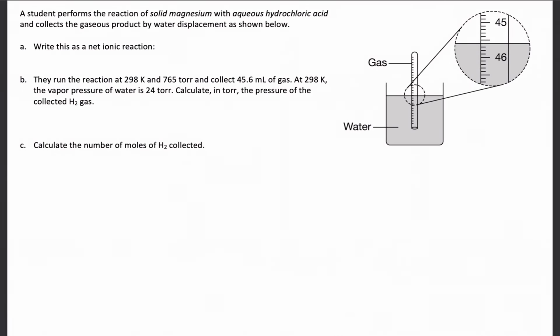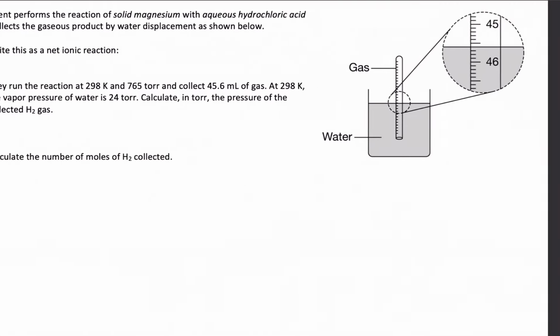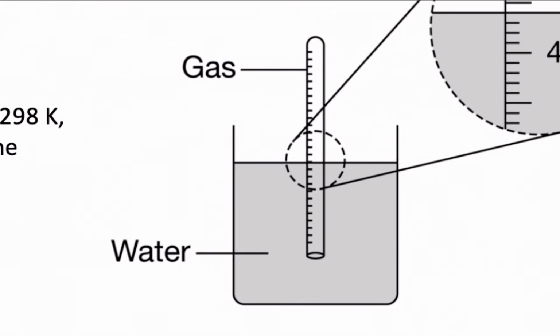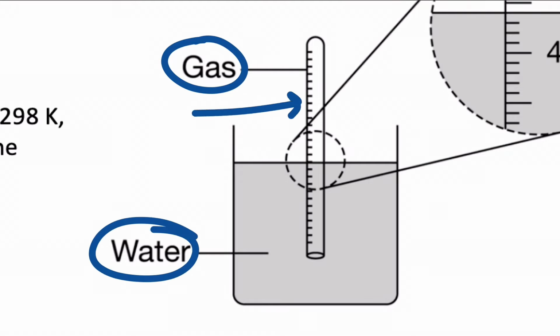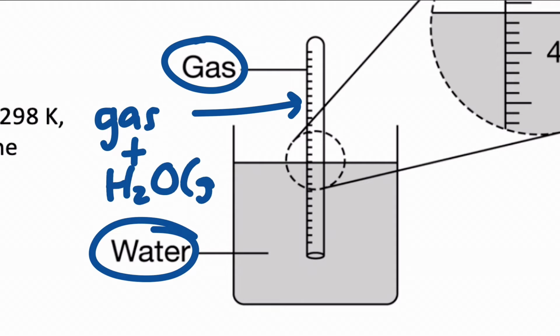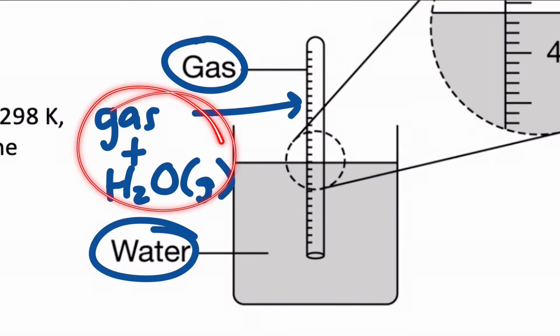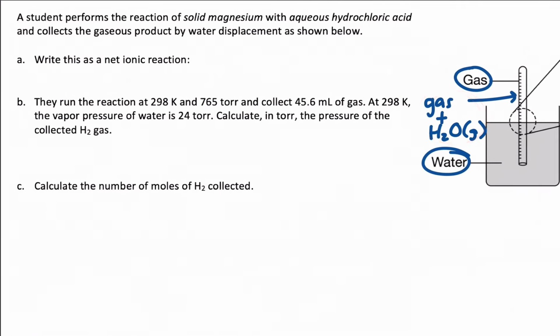Okay, let's wrap up by just looking at one free response question. A student performs the reaction of solid magnesium with aqueous hydrochloric acid and collects gas by water displacement. This is a common thing that many of you should have done, where you collect some gas above a container of water. That means what's in here is actually the gas plus the water vapor. That's just always true whenever you do something above water. So you have a mixture of gases and the pressures are additive.